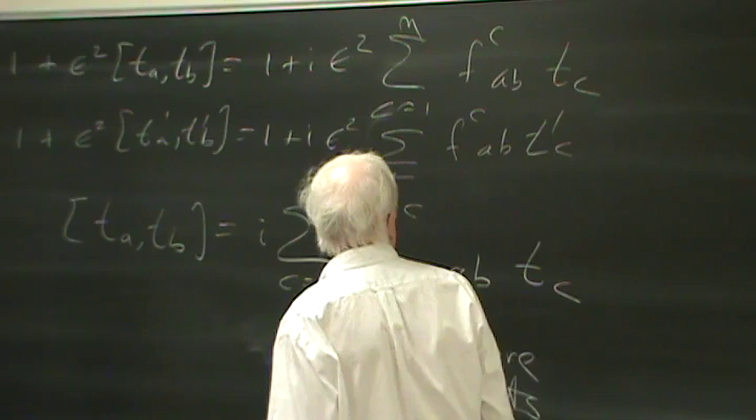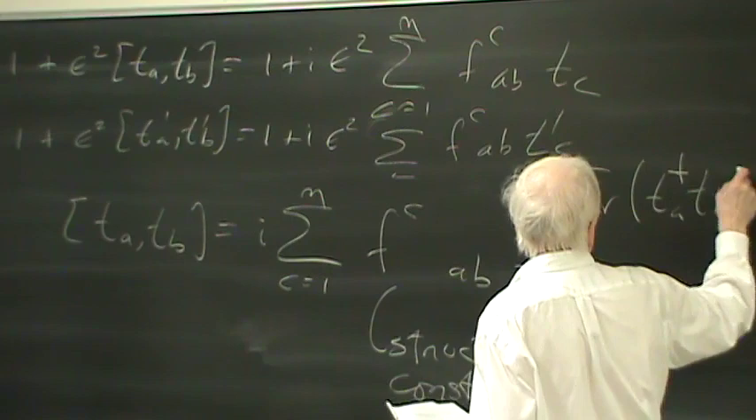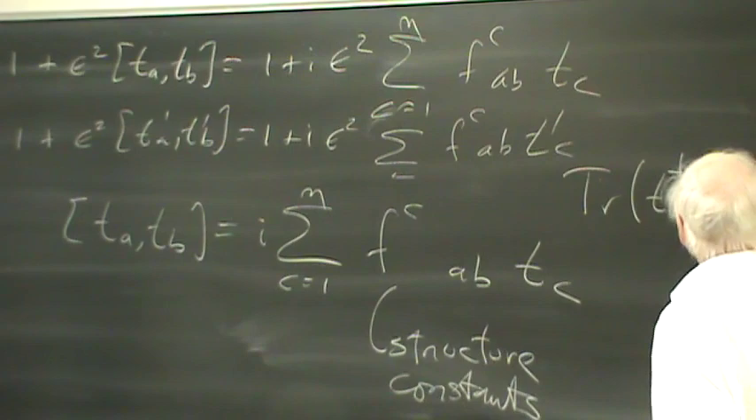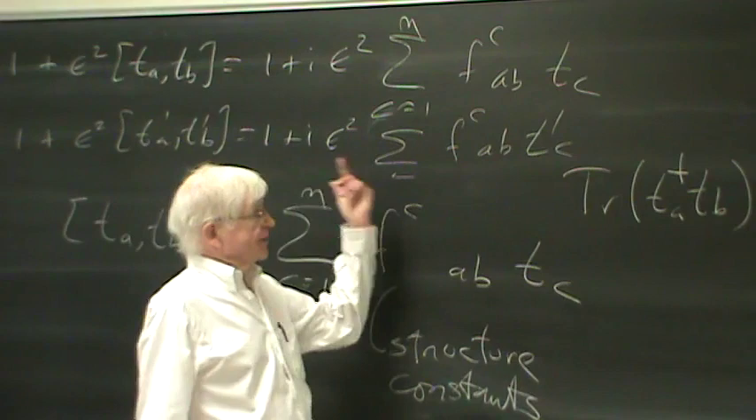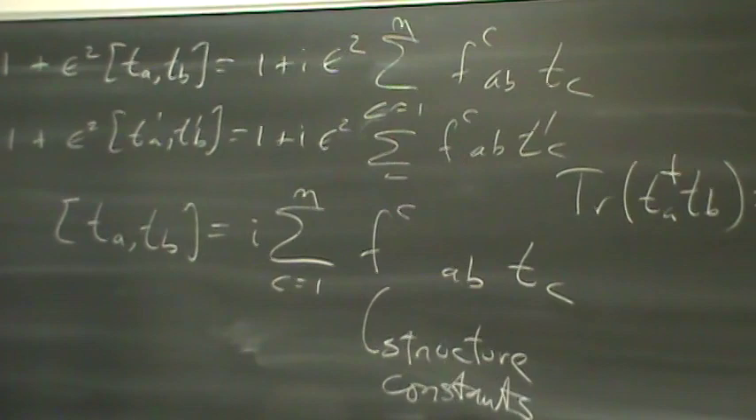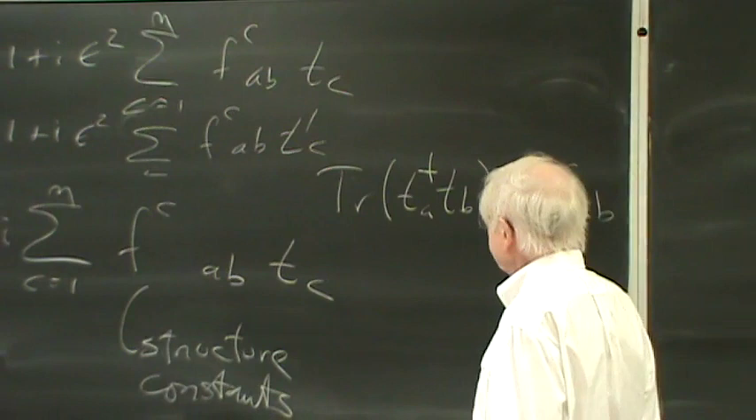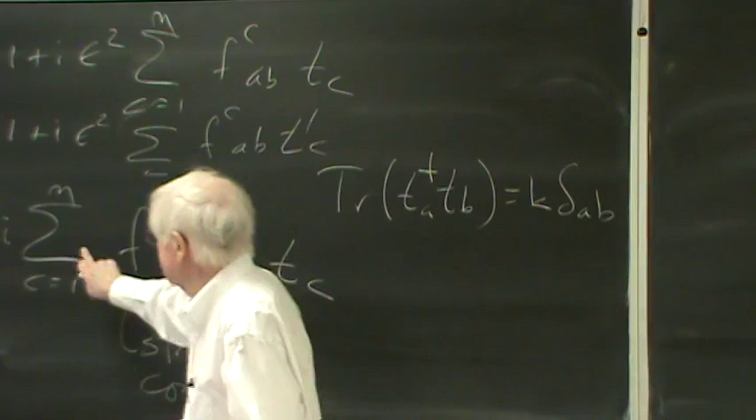And what one can do next is rescale the generators so that they are orthogonal, but not orthonormal. And the reason you don't want them to be orthonormal is that every representation, no matter how big or what form, has to have the same structure constants. And so the K can vary from representation to representation. And what one can do with this is take this relation here, multiply by TD dagger, and then take the trace.